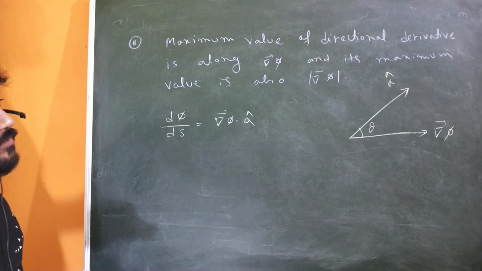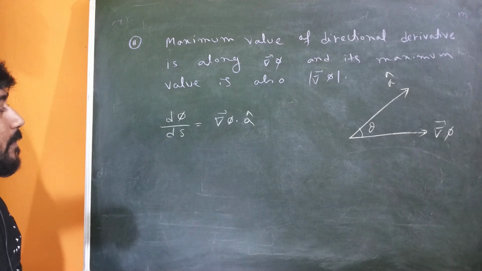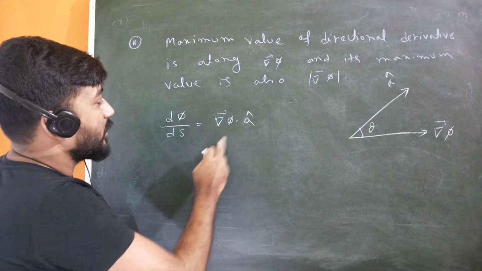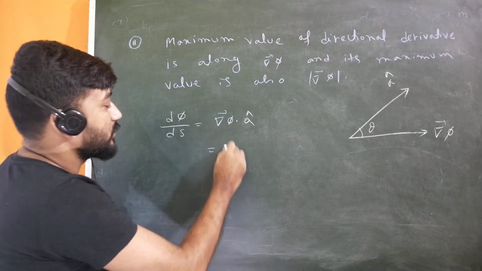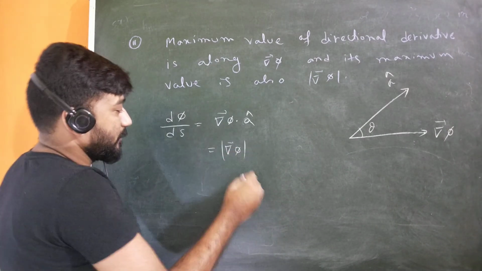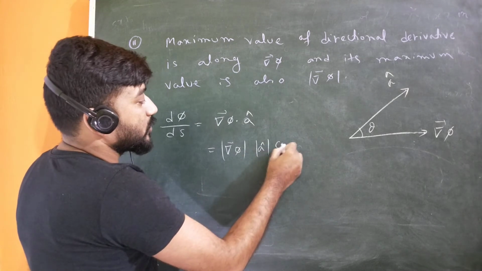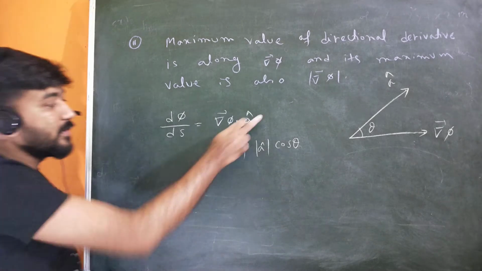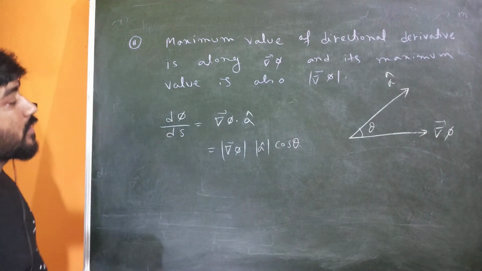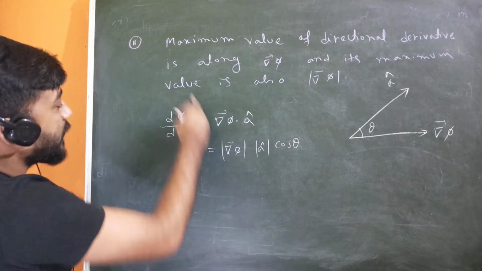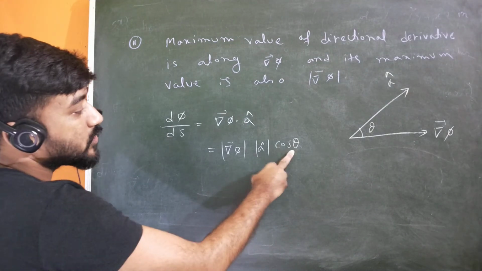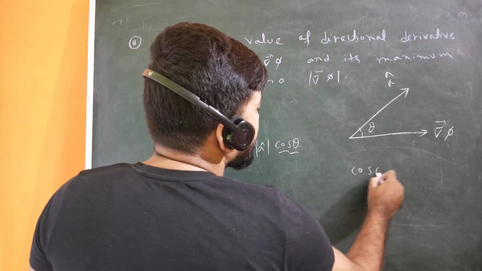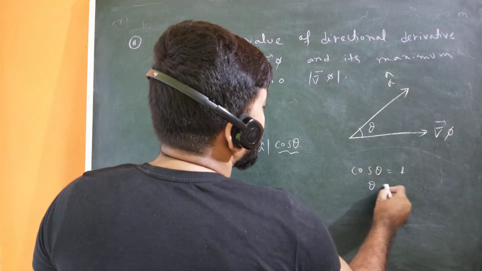Now the maximum value will be in the direction of grad phi. Why? Because grad phi dot a cap means, according to the dot product, mod grad phi into mod a cap into cos theta, where theta is the angle between these two vectors grad phi and a cap. This is a dot b, just ab cos theta. And you can see from here that d phi ds will be maximum when cos theta is maximum, and the maximum value of cos theta is 1, which means theta is equal to 0.